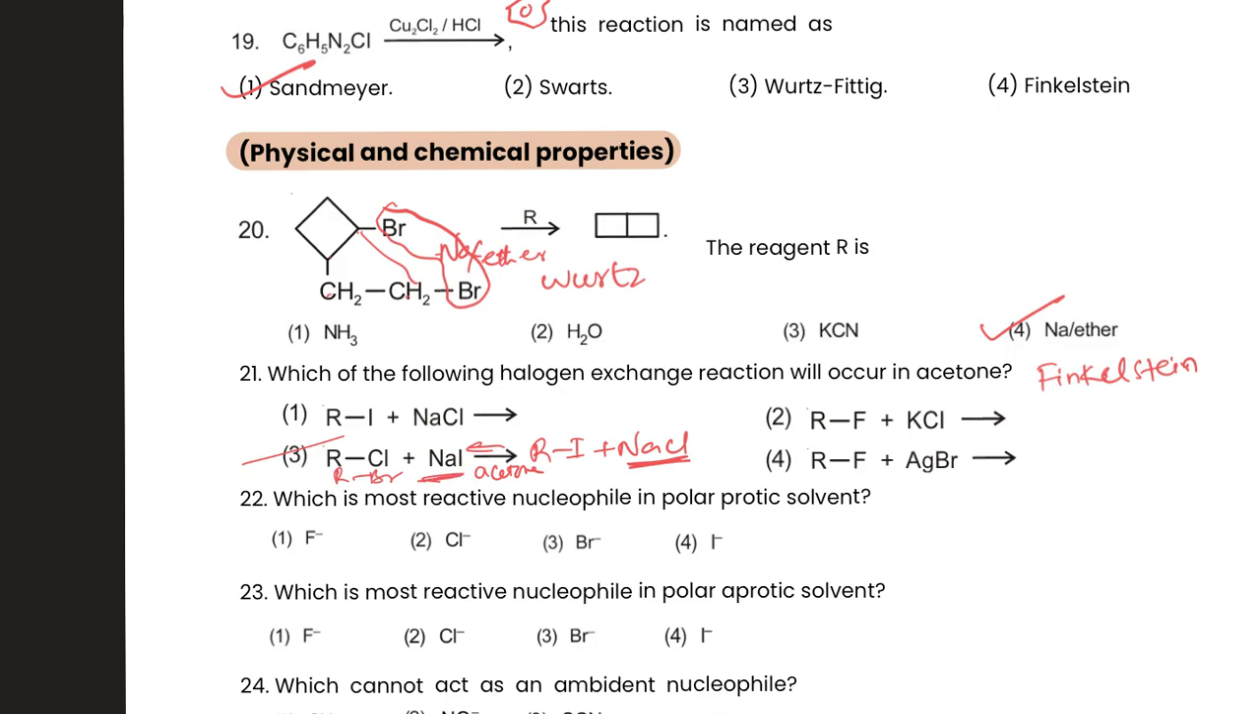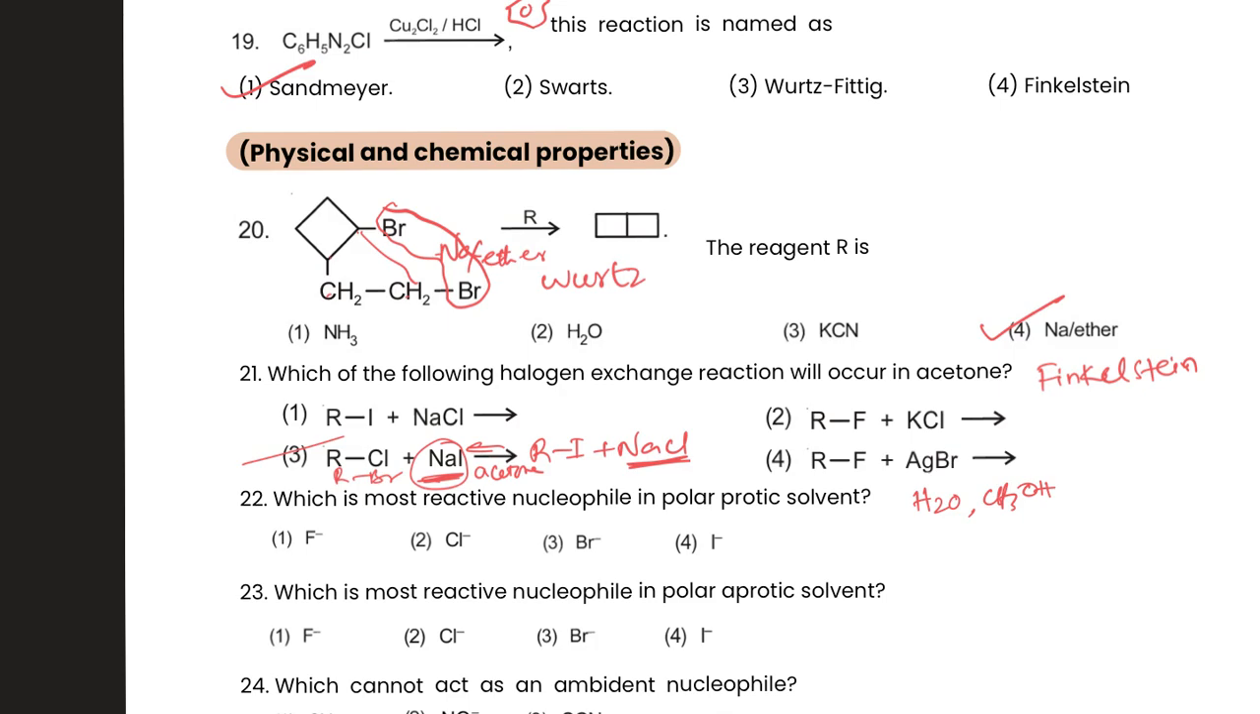So what is compulsory in the Finkelstein reaction? NaI is the reagent required. So the third option is correct. Second one: which is the most reactive nucleophile in the polar protic solvent? Polar protic solvents mean water, alcohol and so on.